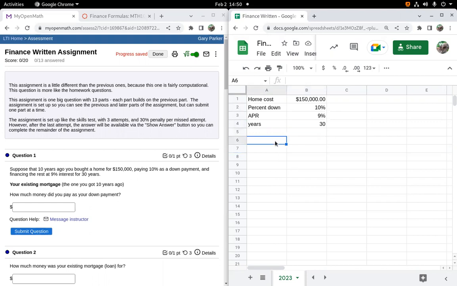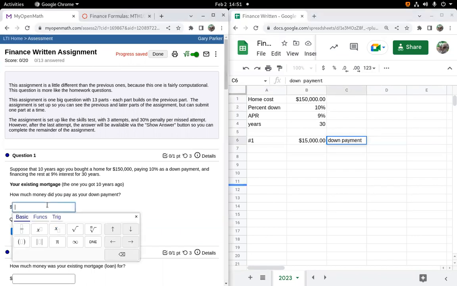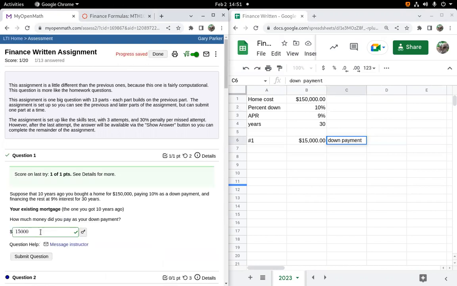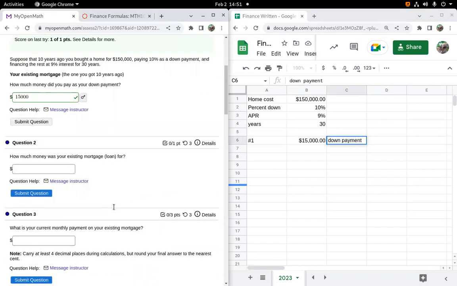All right, so question number one, let's make a little spot for that. And let's calculate that. So I am going to put 10% down. Sometimes the requirement for a home purchase is a certain percent down. So of that 150,000, I want to know what is 10% of it. That's just a straight multiplication. So label that. So that's my down payment. And then we move along.